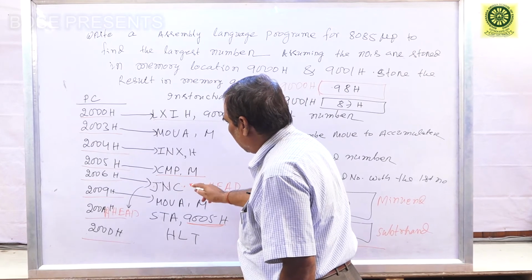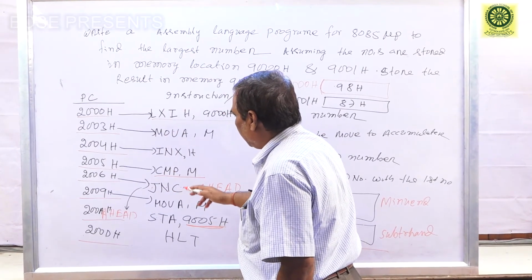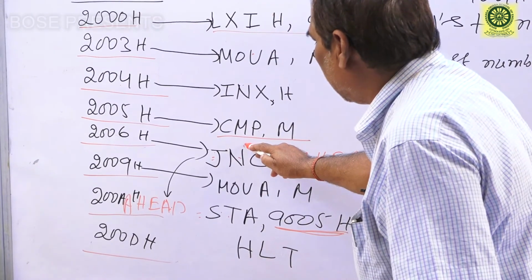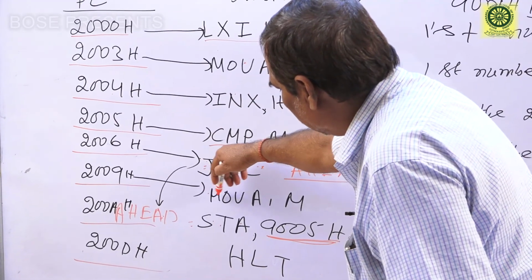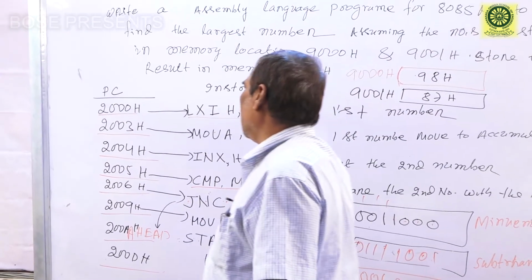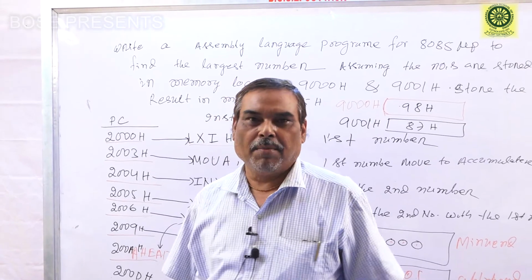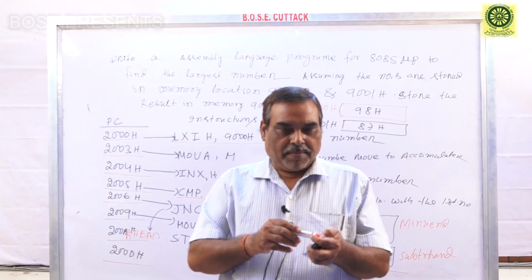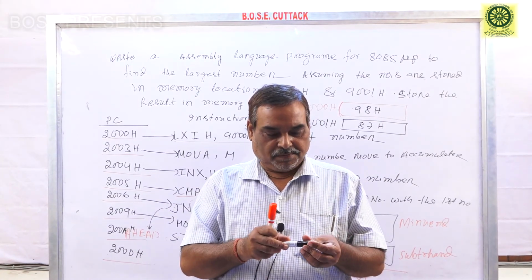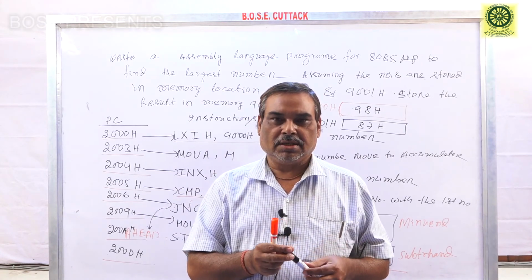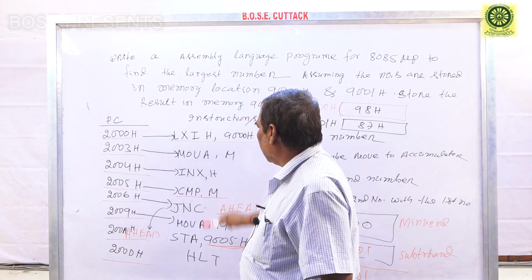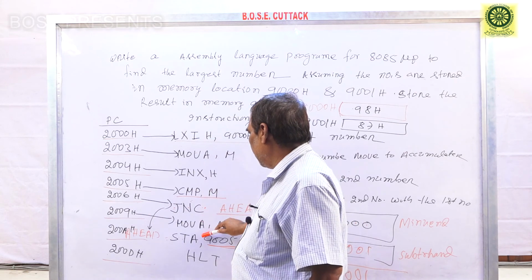If the carry does not occur, then the condition is satisfied. If the condition is satisfied, then move to the label ahead. If the condition is not satisfied, then the immediate next instruction, that is MOV A, M, is executed. And like this, the number is stored in the memory location. So this is a simple program for the 8085 microprocessor to determine the largest number by using the compare instruction, a logical instruction. The program consists of 1, 2, 3, 4, 5, 6, 7, 8 instructions.